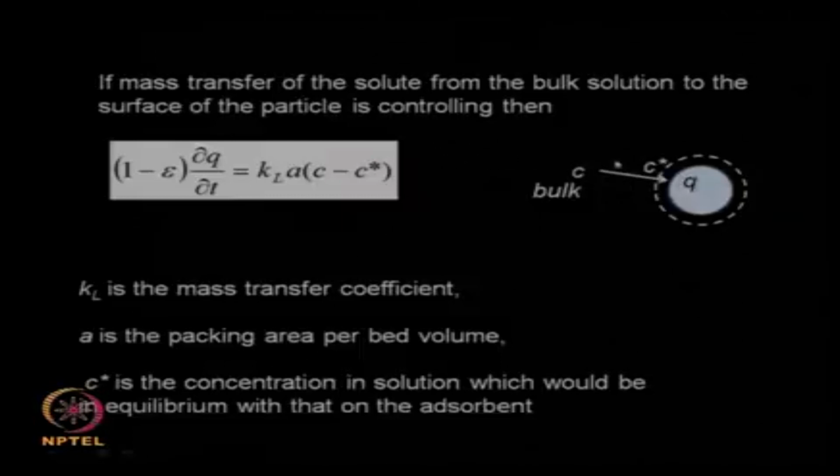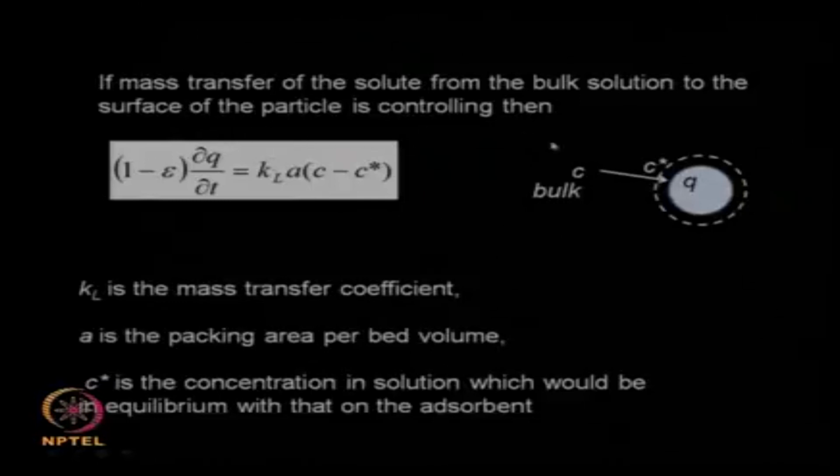So if the mass transfer of the solute from the bulk to the surface is controlling, then you can consider an equation like this: (1 minus epsilon) dq by dt is equal to KL A into (C minus C star), where C is the concentration of the solute in the bulk, C star is the concentration of the solute on the surface of your particle, KL is the mass transfer coefficient, A is the packing area per bed volume, epsilon is your voidage, and Q is the concentration of the solute on the stationary phase.